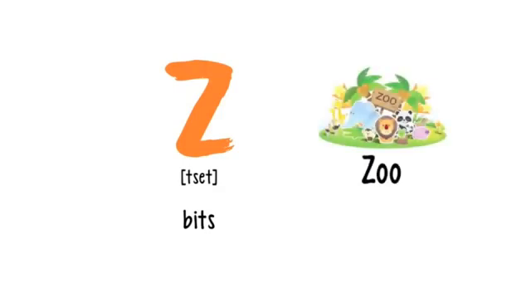And the last letter is Z, which is pronounced like the TS in the word bits. Here we have the example of the word Zoo, Zoo, which means zoo.